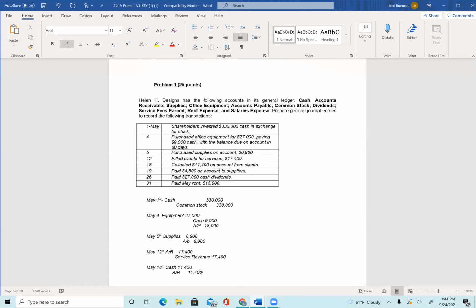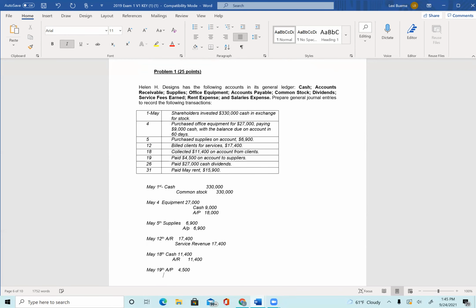For $11,400. And then May 19th, paid $4,500 on account to suppliers. Since we paid them on account, we're going to debit accounts payable. And since we paid the suppliers, you pay suppliers in cash, because it doesn't say that you paid in anything else. So we would assume it'd be cash for $4,500.